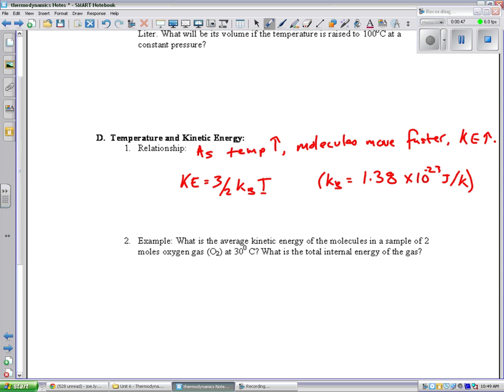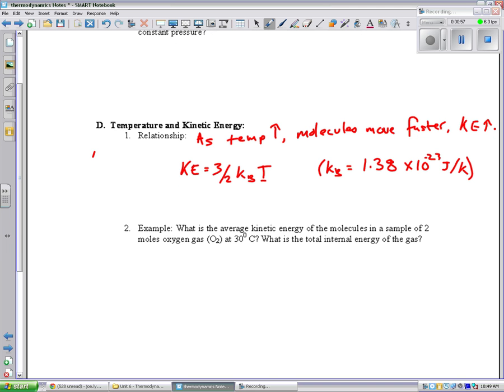Remember I said if it's a delta T, it could be in Celsius or Kelvin, but if it's a T, it has to be in Kelvin. Now, I want to show you what a graph of that would look like if I look at temperature and kinetic energy. Okay, this is a direct relationship. There's no squared of the temperature. It's not 1 over the temperature or anything like that. It's just a straight direct relationship, so it's going to look like that.